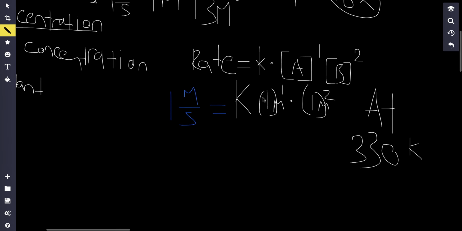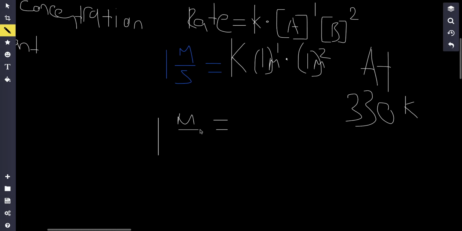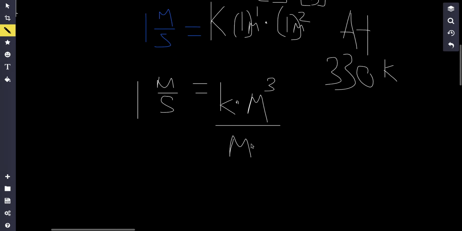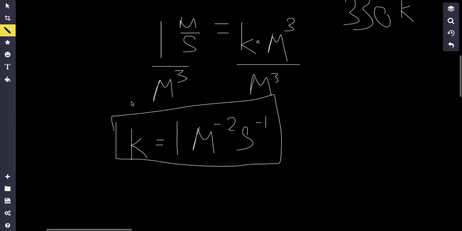So if we were to solve for k, this is 1 molar per second, equal to k multiplied by molar to the first power and molar to the second power. Molar to the first power times molar to the second power is molar to the third power. If I divide both sides by molar to the third power, this is going to be molar to the negative second power and seconds to the negative first power. And there we go, there is the rate constant.